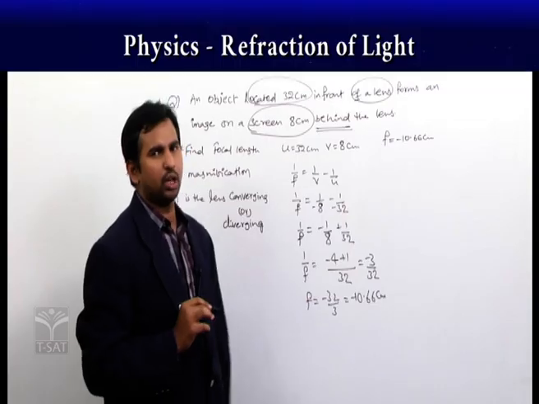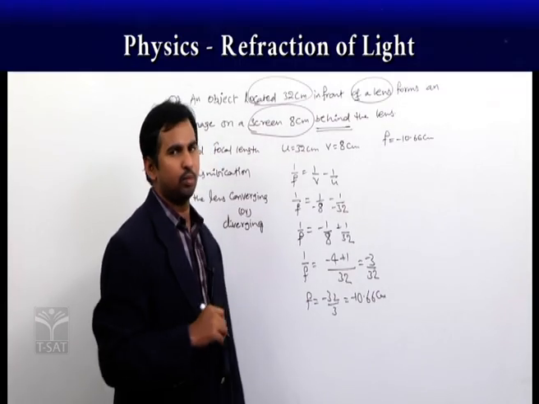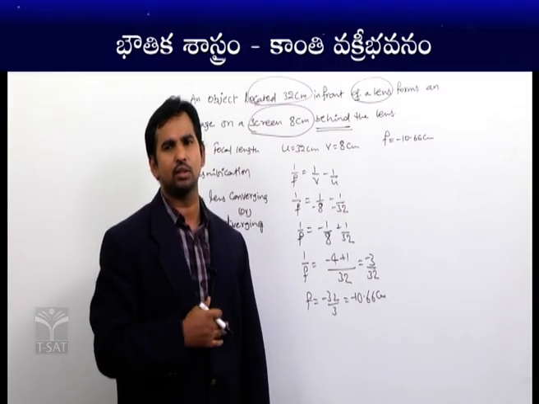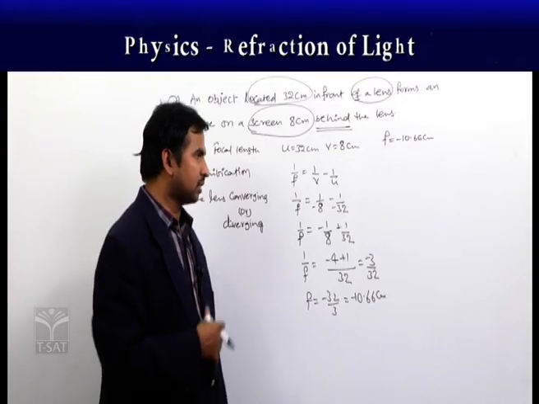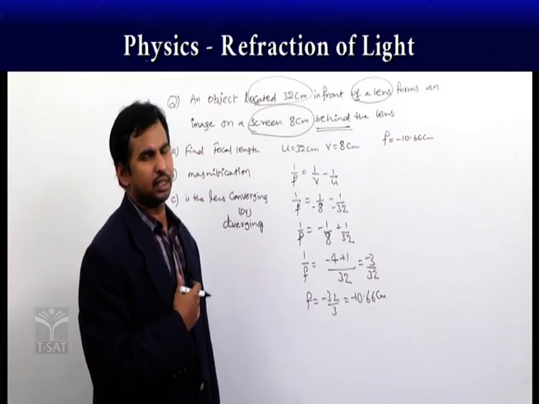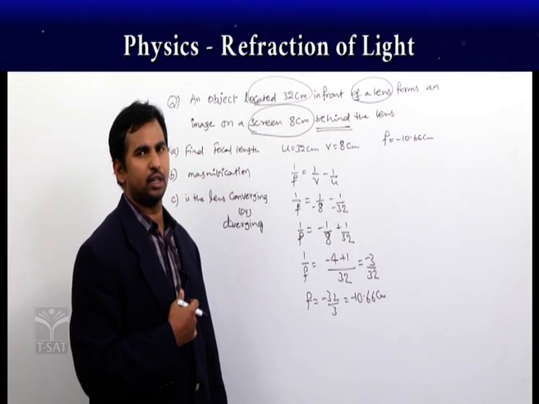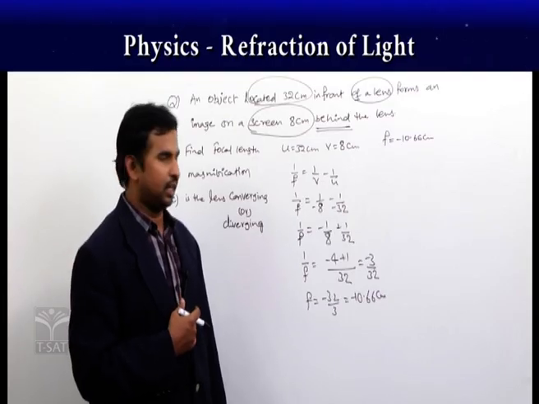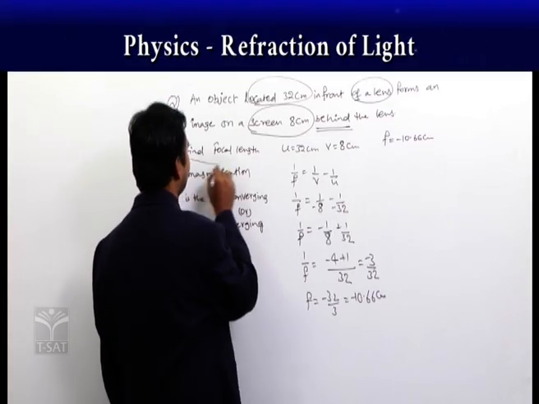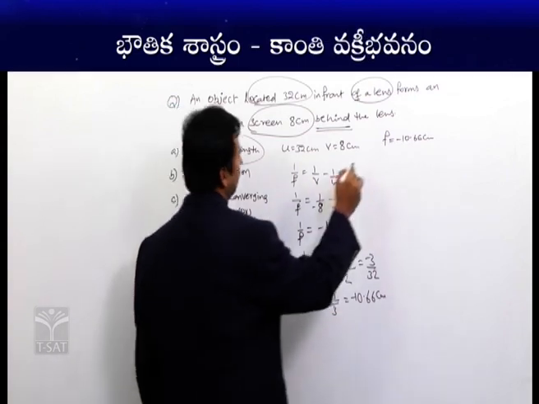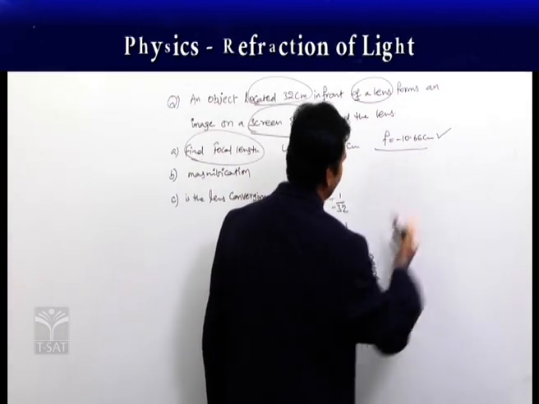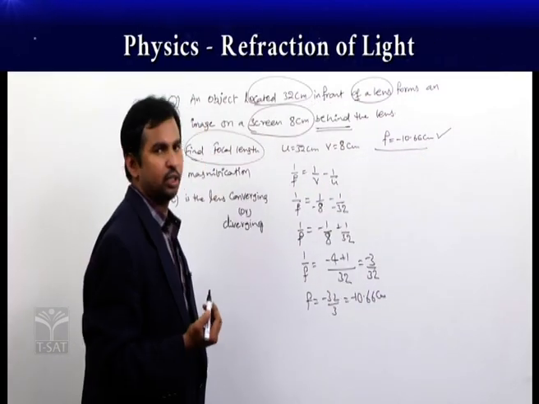As the focal length value f is negative, that minus represents the diverging nature. Having the diverging nature is meant only for the case of a concave lens. So that's why we got the first one, which is finding the focal length. The focal length value is minus 10.66 centimeters.